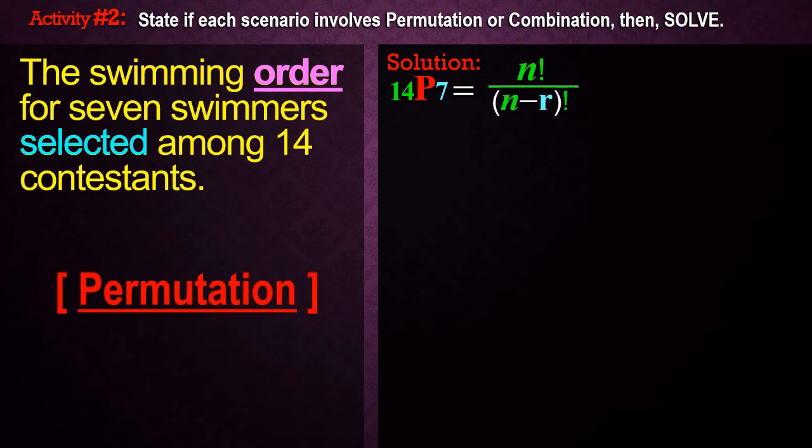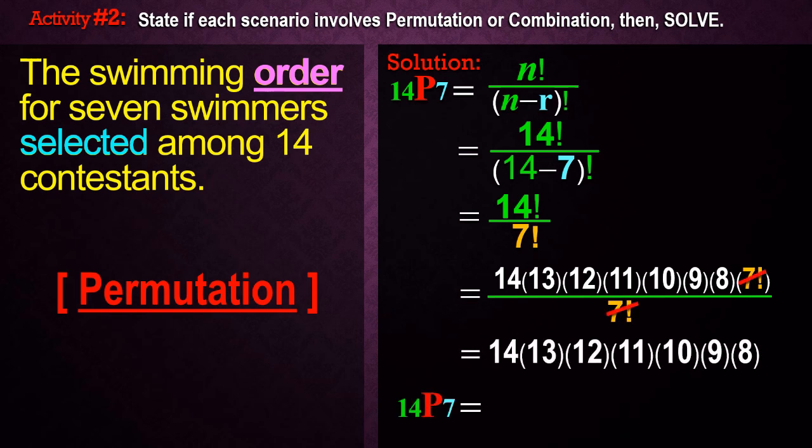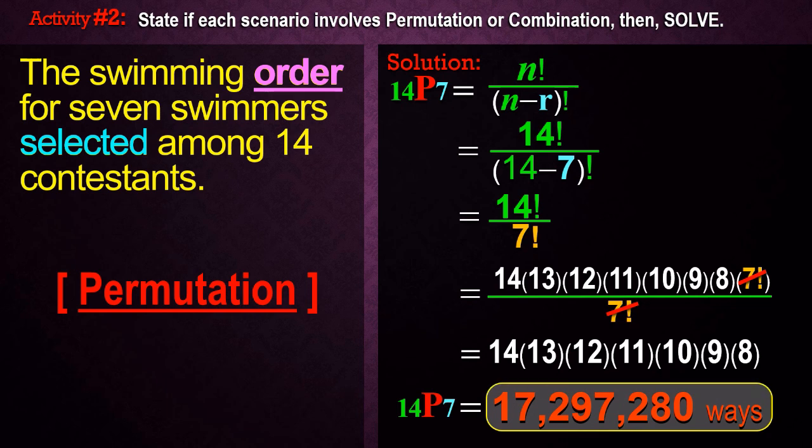So, our n is 14 and our r is 7. So, n factorial divided by n minus r factorial. So, that is 14 factorial divided by 14 minus 7 factorial. 14 minus 7 will give you 7 factorial. And then, expand 14 factorial up to 7 factorial. Then, divide 7 factorial by 7 factorial. So, the remaining numbers are 14, 13, 12, 11, 10, 9, and 8. When we multiply them, it will give you 17,297,280.